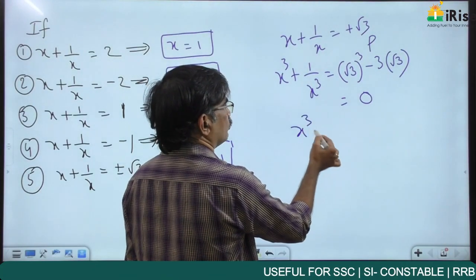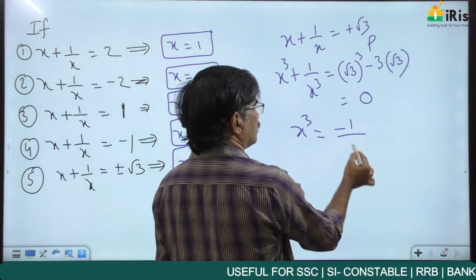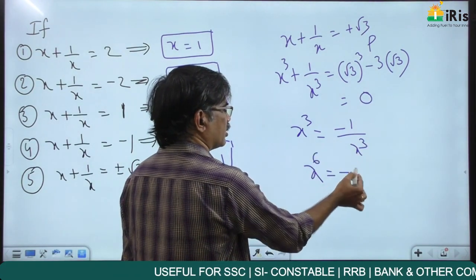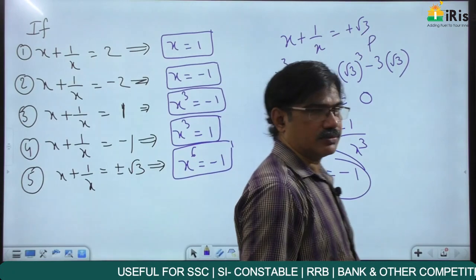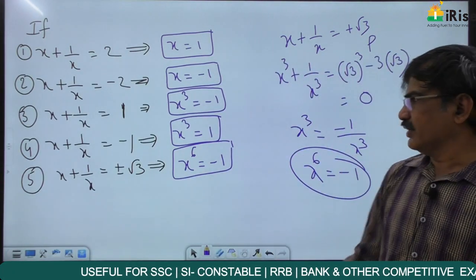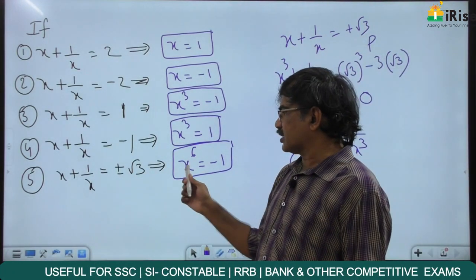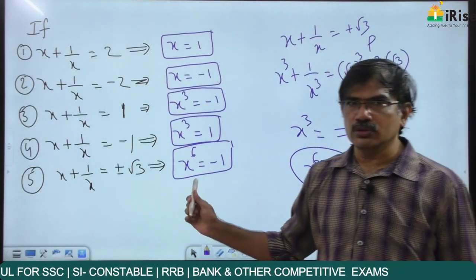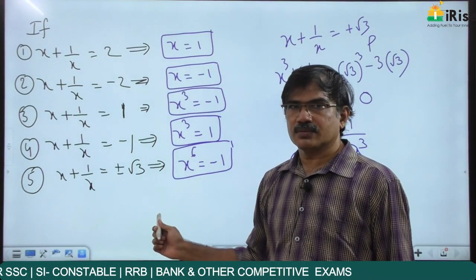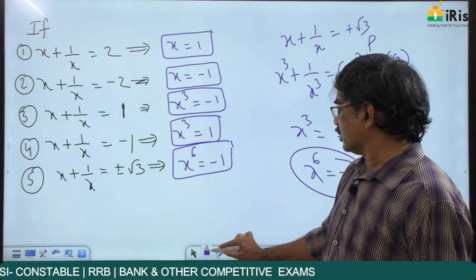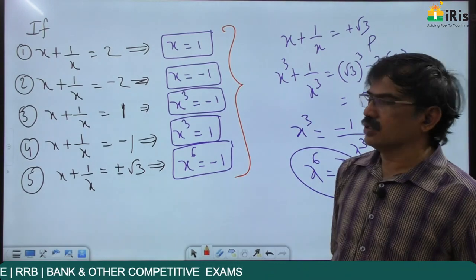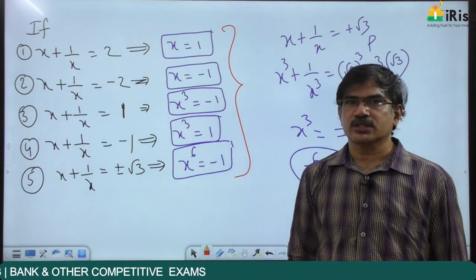So what is x cube? If we transfer, this is nothing but minus 1 by x cube. Just cross multiply, x power 6 is equal to minus 1. If x plus 1 by x is equal to plus or minus root 3, then x power 6 is equal to minus 1. Okay, these are very important points to solve some questions.